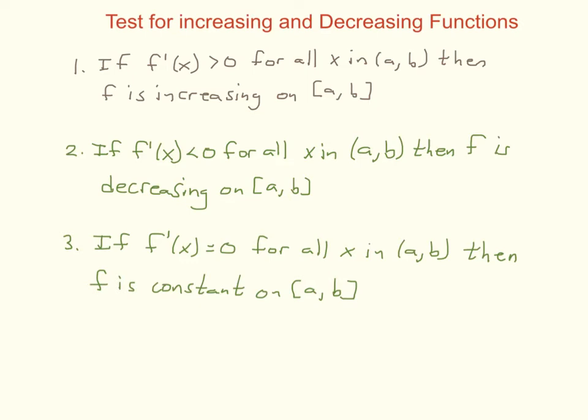And so what we have is tests for increasing and decreasing functions. If f prime of x is greater than 0 for all x in the interval from a to b, then f is increasing on the closed interval from a to b. Number two, if f prime of x is less than 0 for all x in the open interval from a to b, then f is said to be decreasing on the closed interval from a to b. And finally, if f prime of x equals 0 for all x in the interval from a to b, then f is said to be constant on that closed interval from a to b.